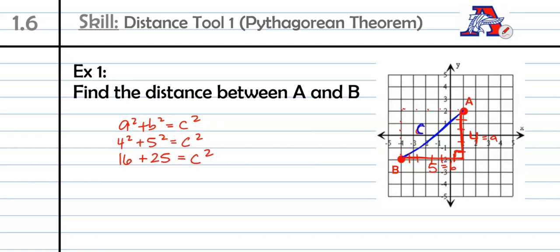Okay, then we're going to add those together. 16 plus 25 is 41. So 41 equals C squared. Now, that's not our answer. Clearly, that distance is not 41 units long.